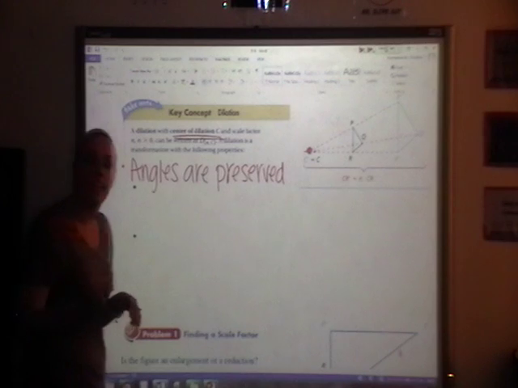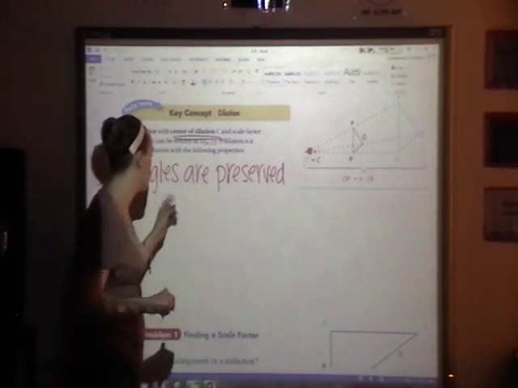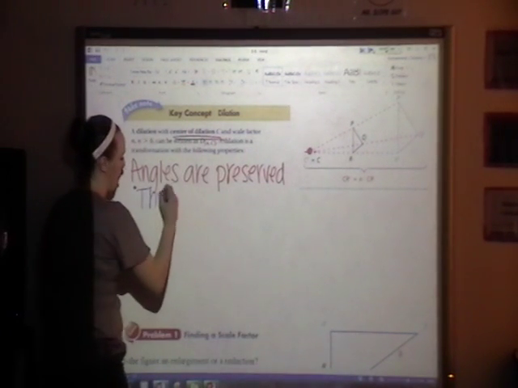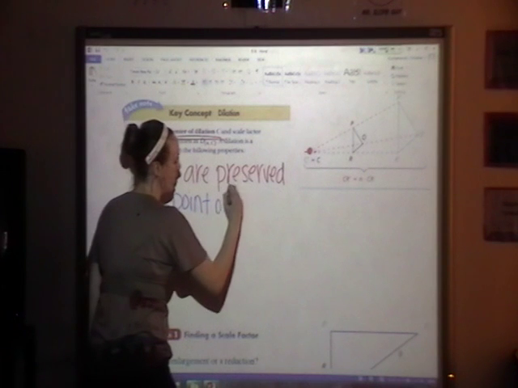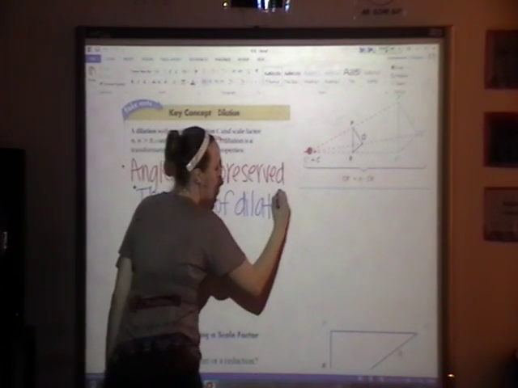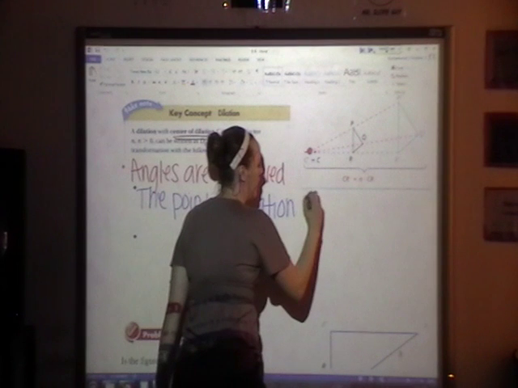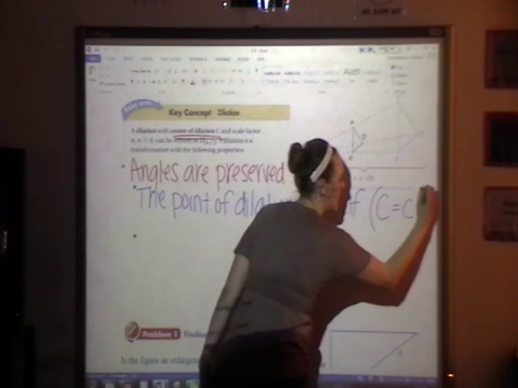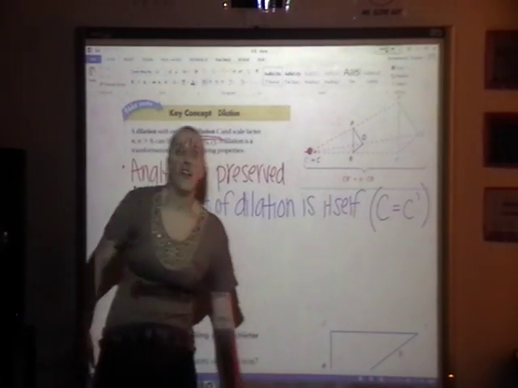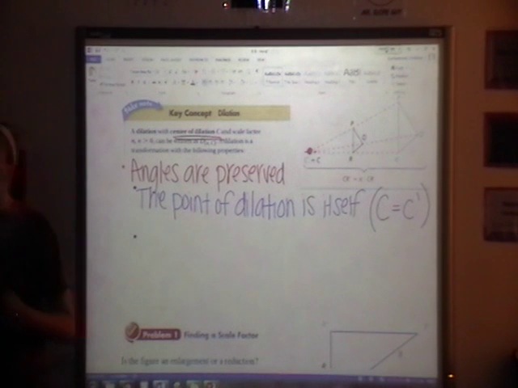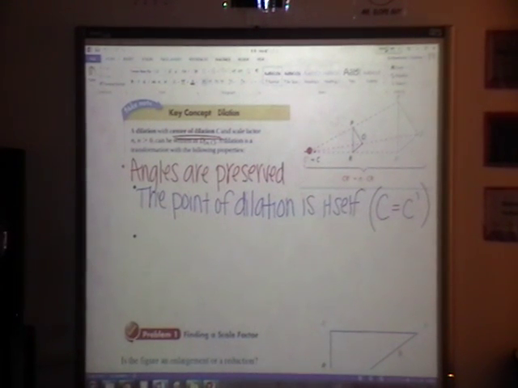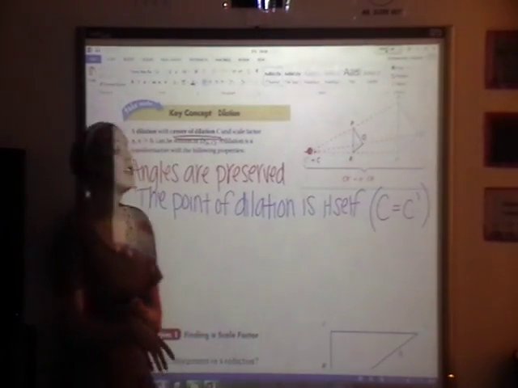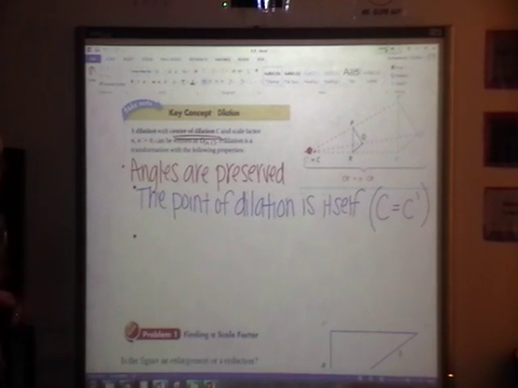That's the only thing that stays the same between similar figures: their angles. Now let's get into the fun stuff. The point of dilation. Where I'm dilating from, the point of dilation is itself, meaning C is equal to C prime. Remember, your vertex C is what you start with. When you manipulate the vertices, that's where you get your prime. So we have C prime. That's always where we ended up. Something was done to it.